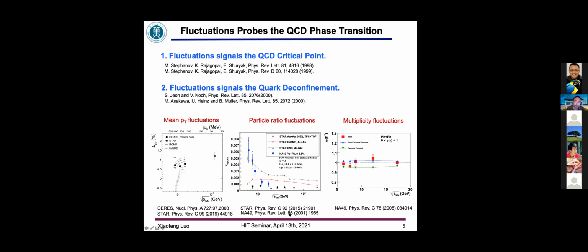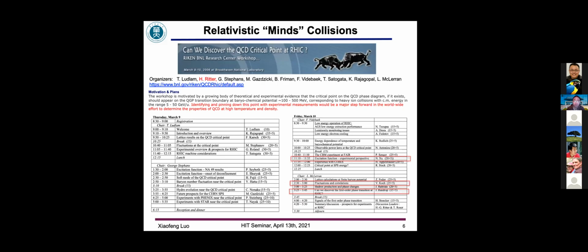This was already the case in the early days. So what can RHIC do? Can we discover the QCD critical point at RHIC? At that time, in the early days, in 2006, they held a reconvening research workshop at Brookhaven, and many experts in this field discussed the possibility of taking the beam energy scan at RHIC to search for the possible signal of the QCD critical point.